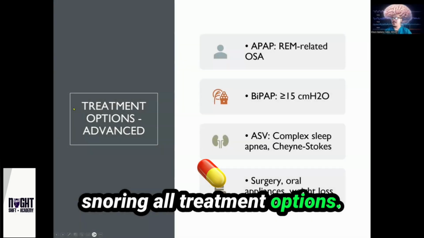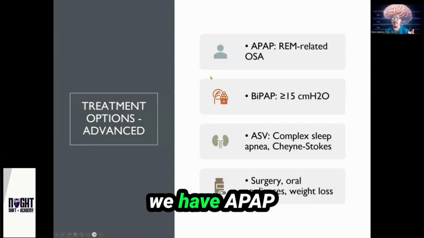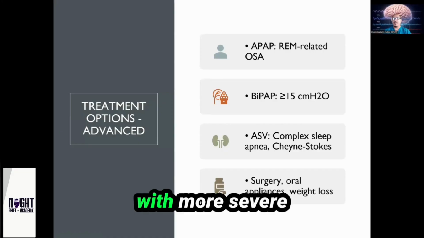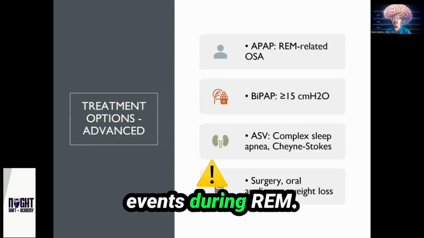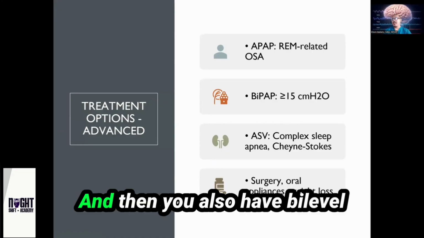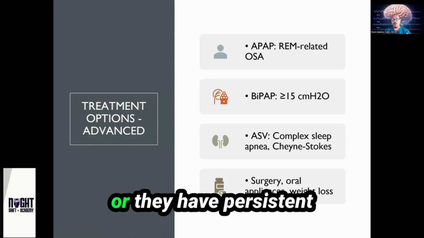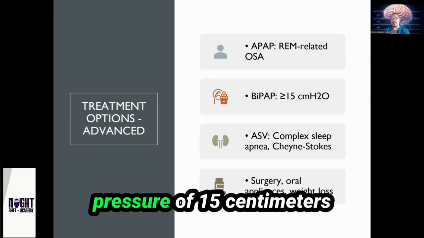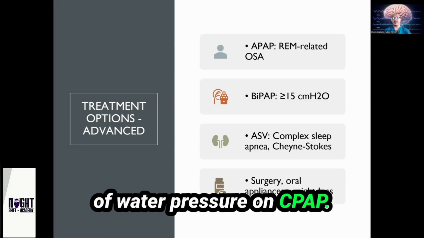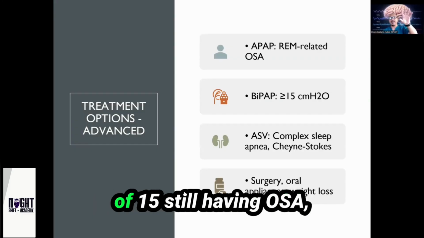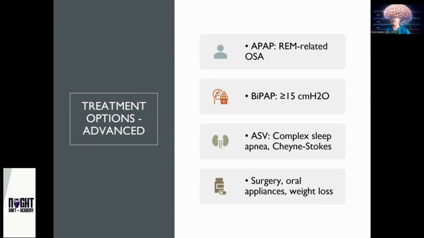All right, treatment options again. We have CPAP, we have APAP, particularly for patients with more severe events during REM. And then you also have bi-level when the patients cannot tolerate CPAP or they have persistent obstructive apnea at a pressure of 15 centimeters of water pressure on CPAP. So if the patient's on CPAP of 15, still having OSA, you can switch them to bi-level.